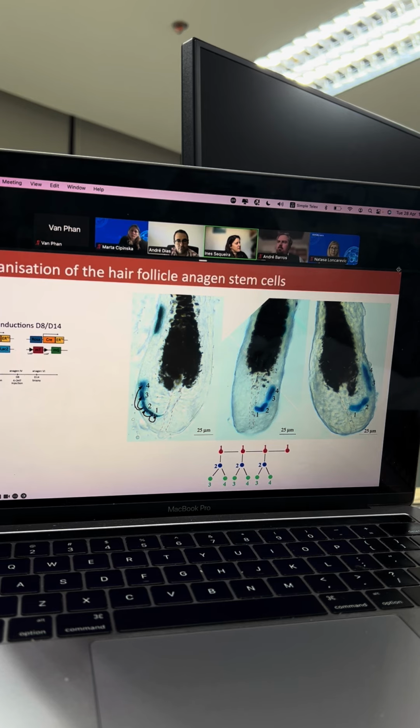So then you have stem cell, transit amplifying, and differentiated cells that then start migrating upwards as the hair grows to give rise to the differentiated layers.